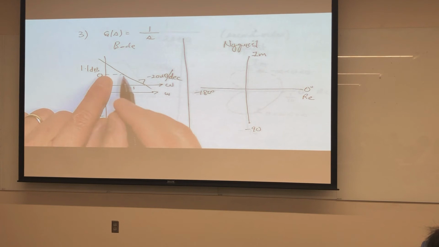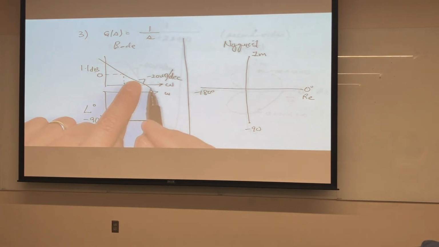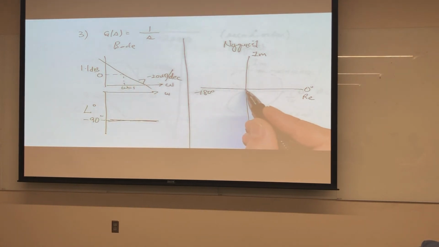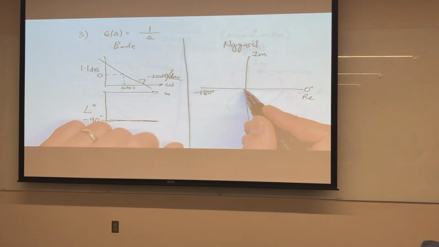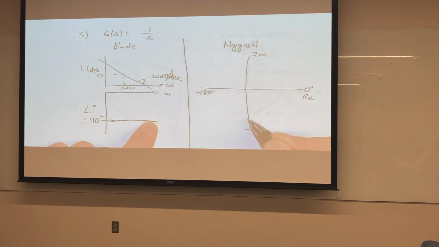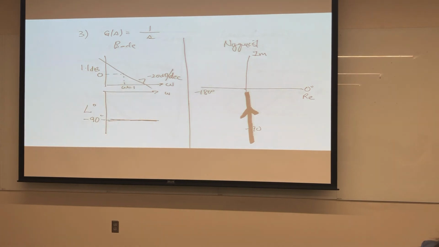And as frequency increases, the magnitude gets smaller and smaller, which means I need to approach the origin right here. As frequency increases, the magnitude gets smaller, which means the magnitude gets closer to the origin. But the phase is still negative 90 degrees, so I've got to stay on this axis. Let me maybe try a magic marker and see if this works. So that's what it looks like. That's the Nyquist plot for this function. This is for positive omega.